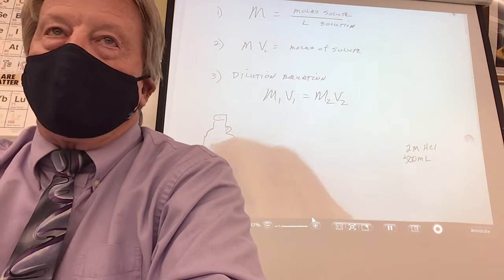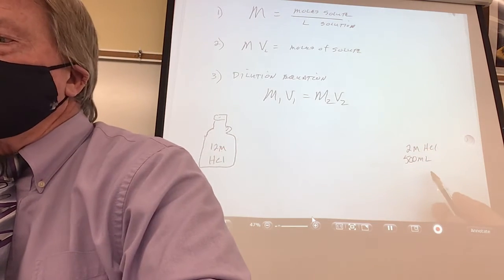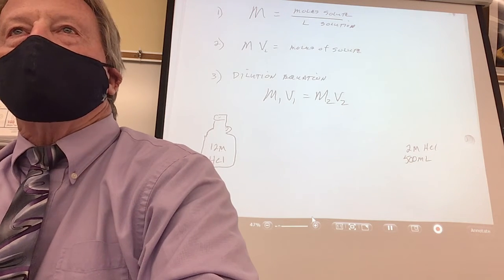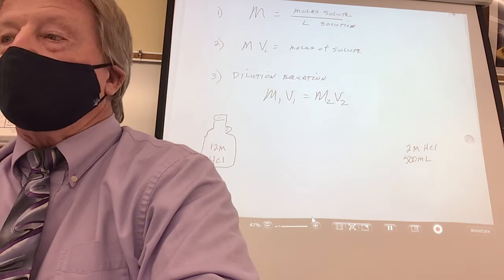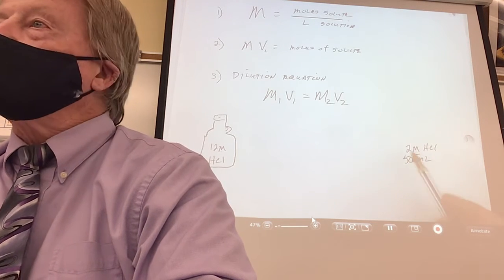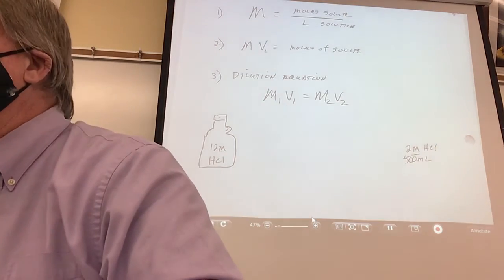All right, here's what I have, and here's what I want. I need 500 milliliters of 2 molar. Get that? So what are you going to do to concentrated acid in order to make it not so concentrated? It starts with a D. You're going to dilute it. That's why this is called the dilution equation.